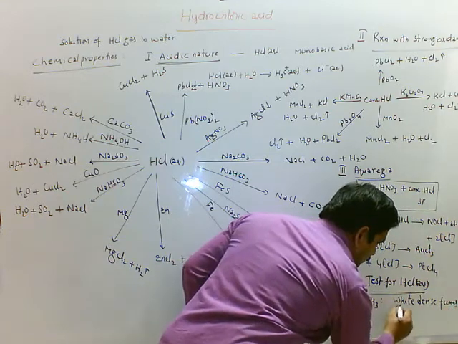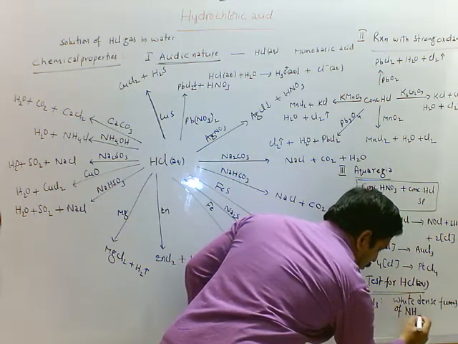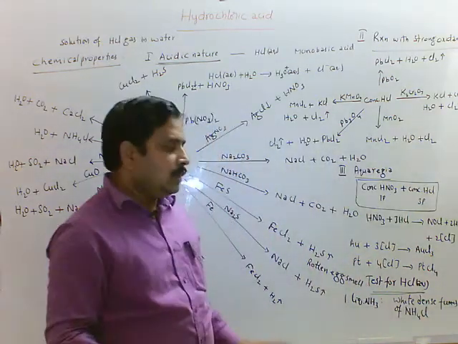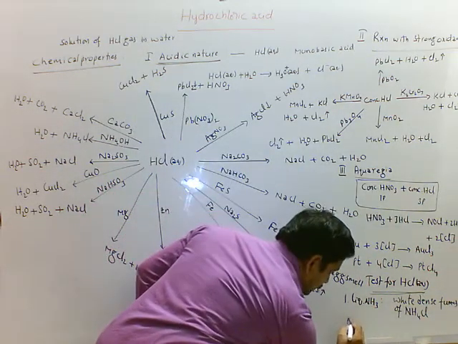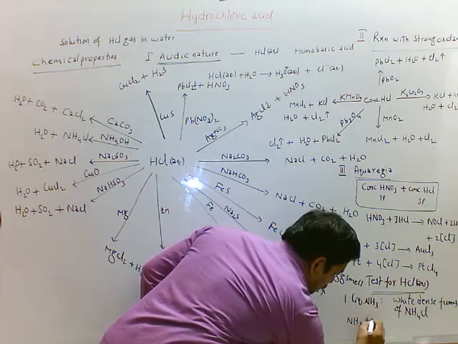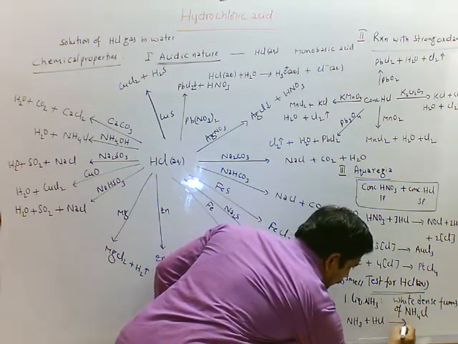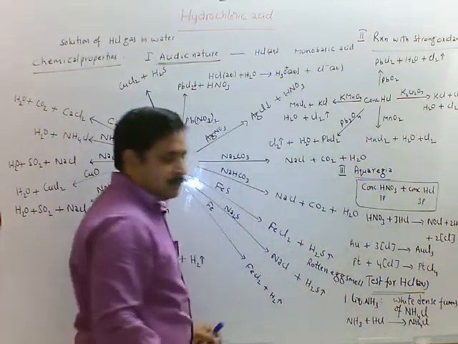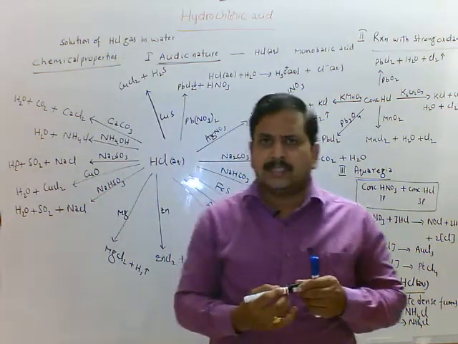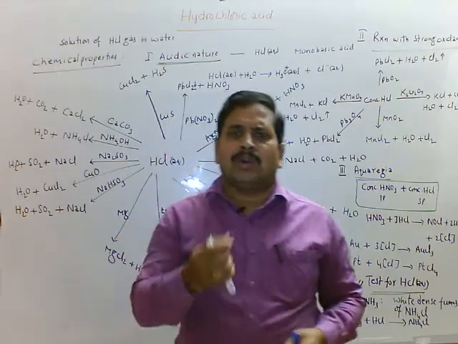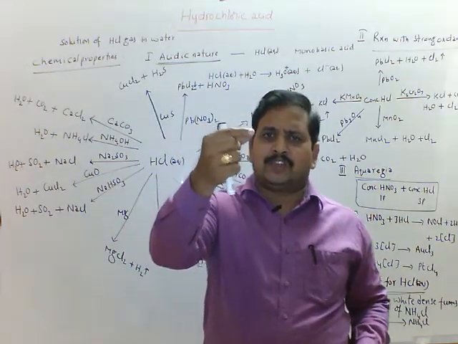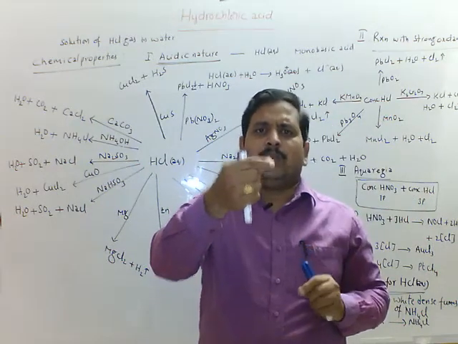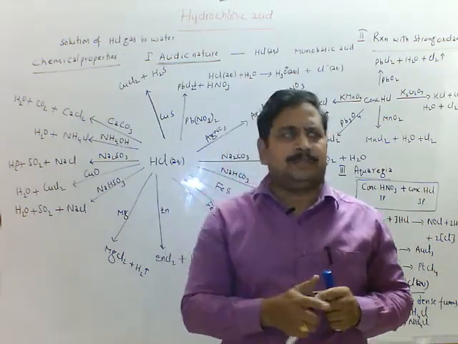Fumes of ammonium chloride. Reaction is NH3 plus HCl gives rise to NH4Cl. Second test is to the hydrochloric acid solution. It is in test tube. In this, if we add silver nitrate solution, we get white cloudy precipitate.